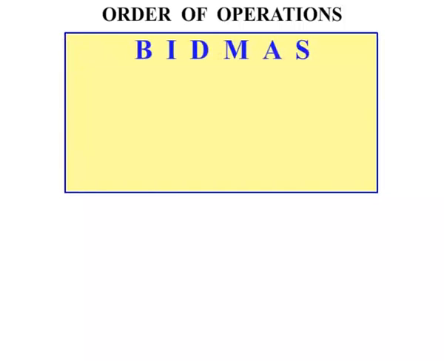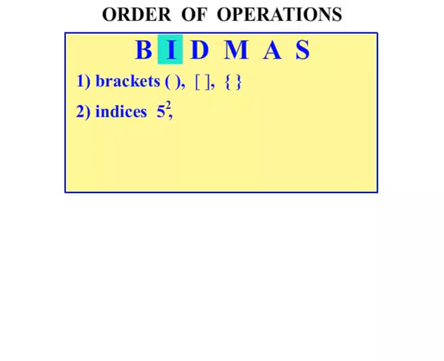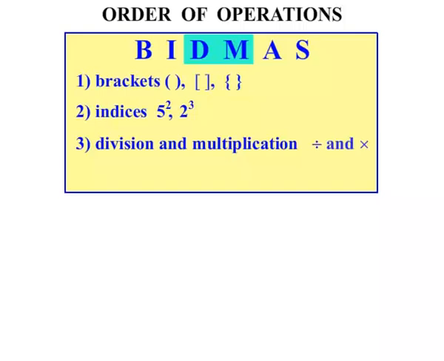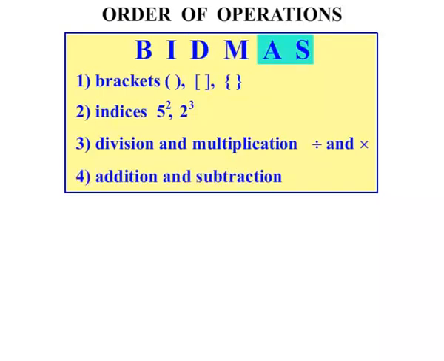In this lesson, we do some further work on order of operations. Firstly, let's recall BIDMAS, where the B stands for brackets. We always do the brackets first. The I stands for indices. If we had 5 squared or 2 cubed, for example, that 2 and the 3, they're indices. The D and the M stand for division and multiplication. And finally, the A and S stand for addition and subtraction.